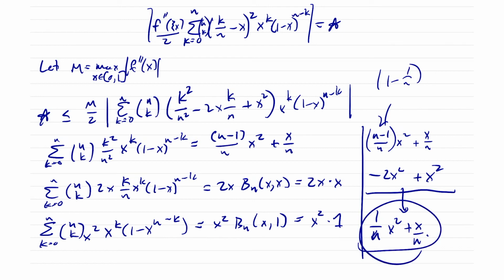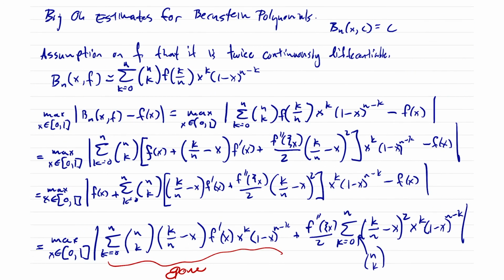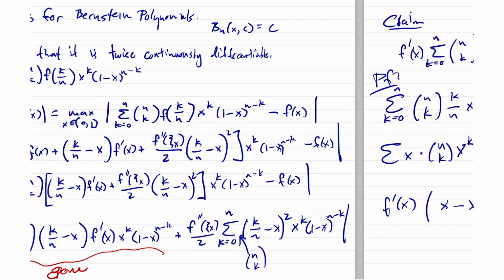That's what we want. So ultimately, everything that we have is this. We take the maximum of our function, so this is a uniform norm. We killed this, and this term ends up being bounded by M over 2 times 1 over n times x squared minus x, or plus x.